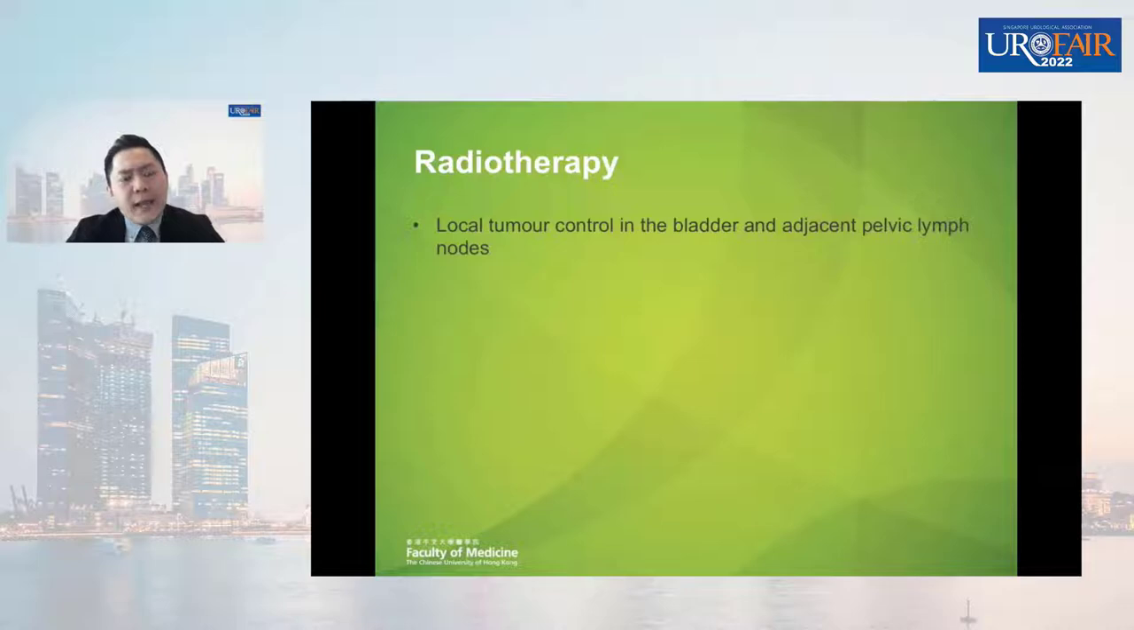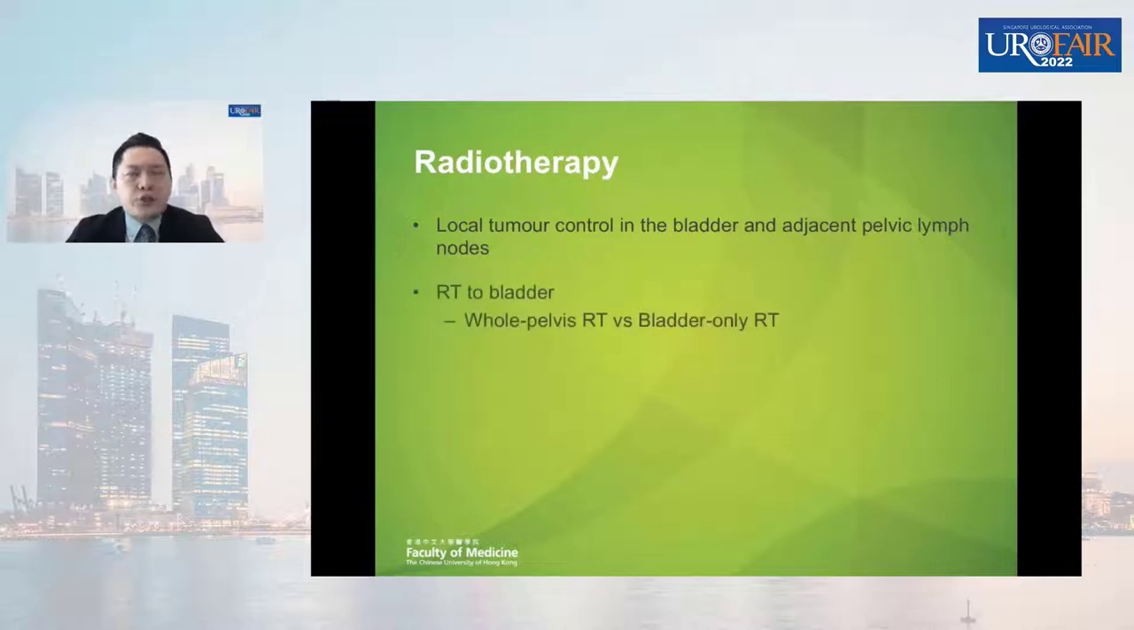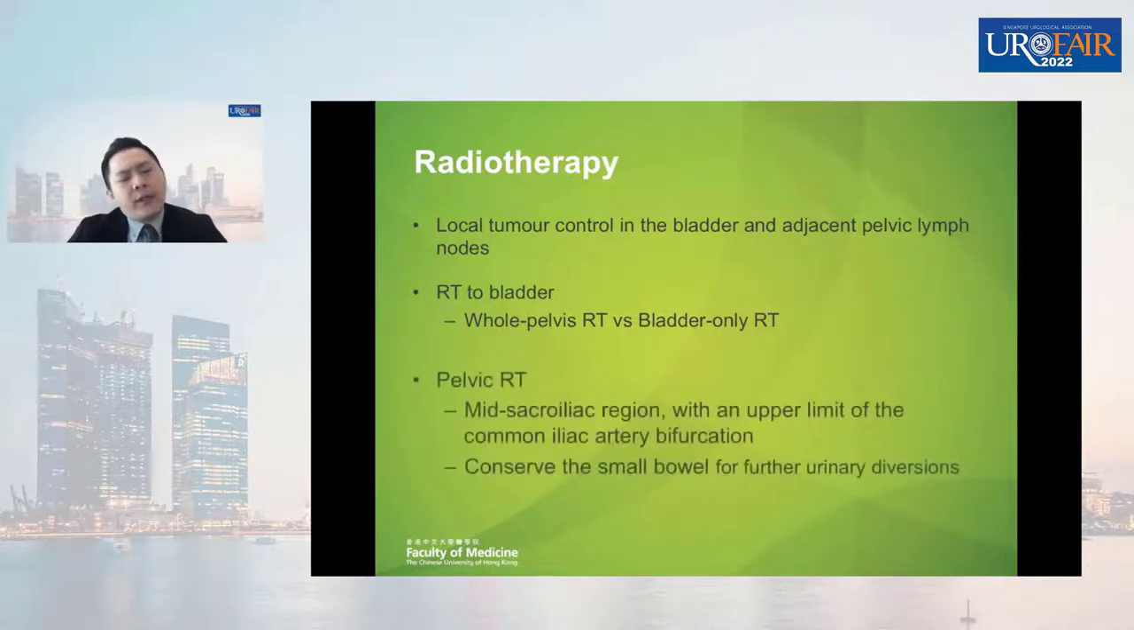For radiotherapy, the aim is to enhance the local tumor control in the bladder as well as the adjacent pelvic lymph nodes. And there are two parts. First is the bladder part, whether you want to have whole pelvis RT or whether you just want to radiate the bladder alone. And the other part is about the lymph nodes, how much you want to radiate. And typically, we radiate up to the mid-sacral iliac region with the upper limit at the common iliac artery bifurcation. We aim to deliver the RT, but also try to conserve the small bowel in case further urine diversion is needed in the future.